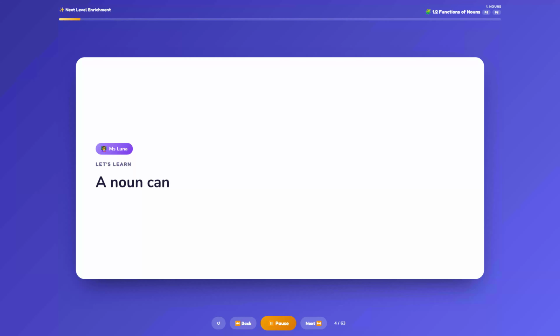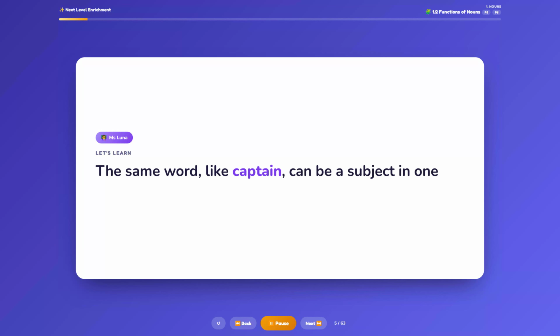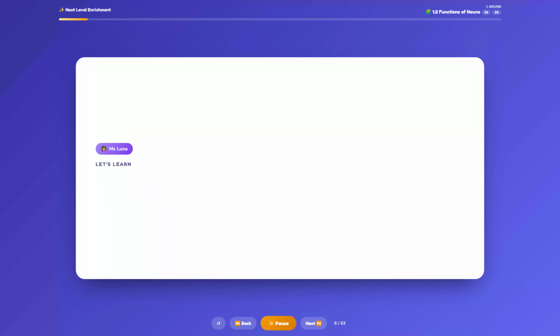A noun can do several different jobs in a sentence. The same word, like captain, can be a subject in one sentence and an object in another. The job a noun does is called its function.